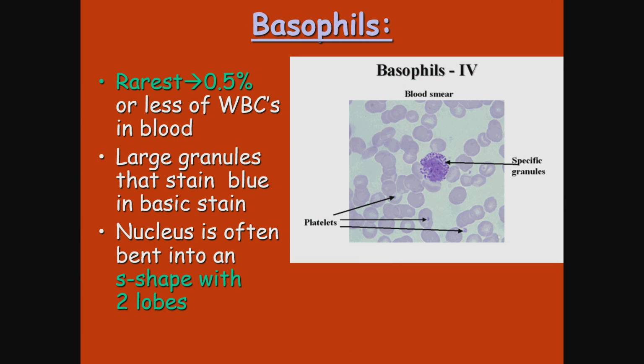The basophil, this is the rarest granulocyte, only 0.5% or less of white blood cells in a blood sample. It has large granules that stain blue in a basic stain, and their nucleus is often bent into an S shape with 2 lobes.